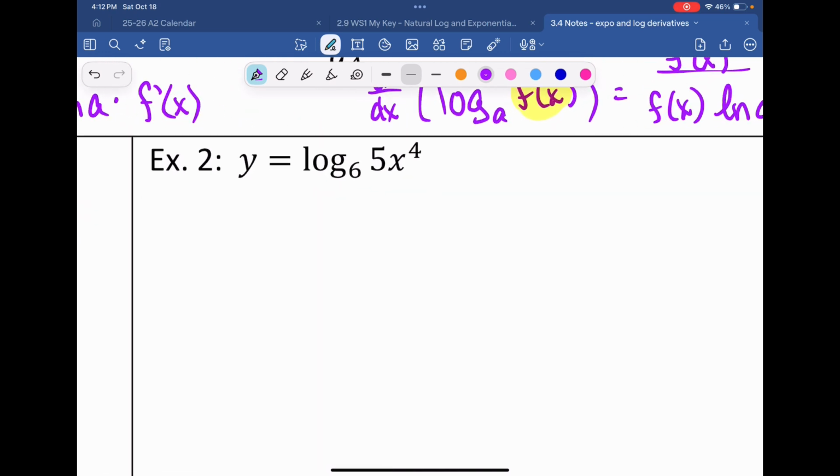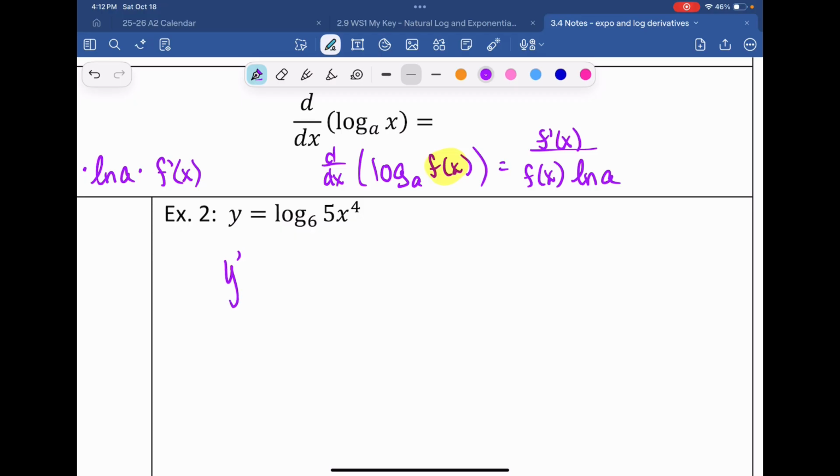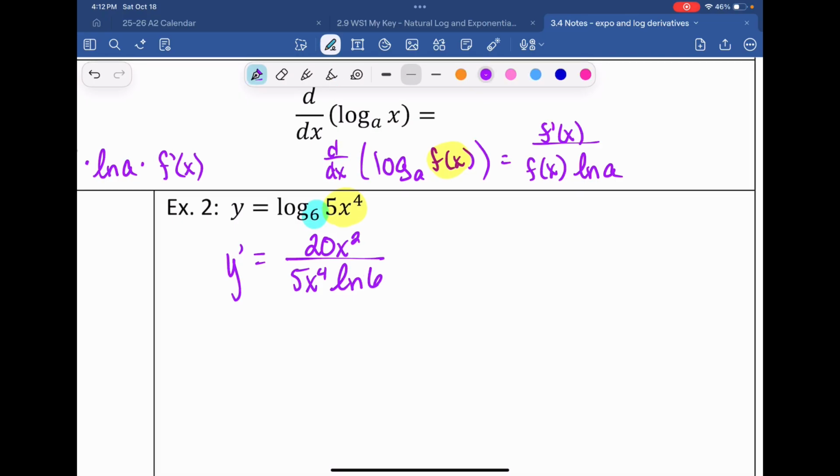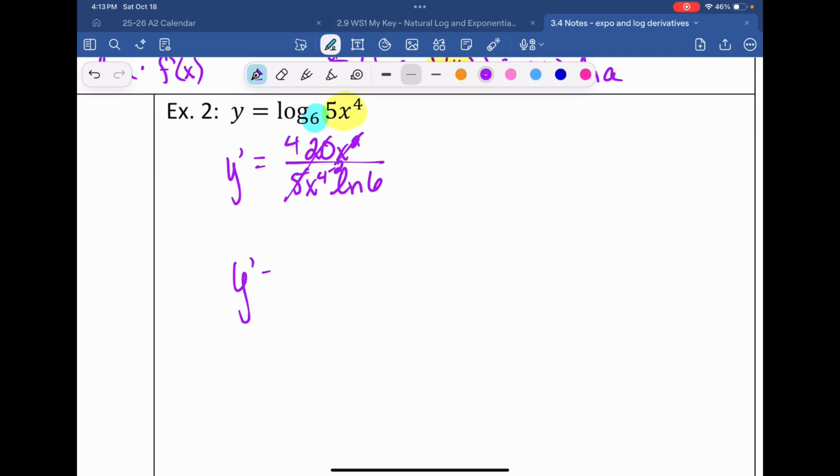But then you get something a little bit more complicated. y prime, remember f of x is the argument. So f prime of x, that's going to be 20x squared over f of x times the ln of a, that's the base. Simplify. 5 goes into 20 4 times. Equals 4 over x squared ln of 6.